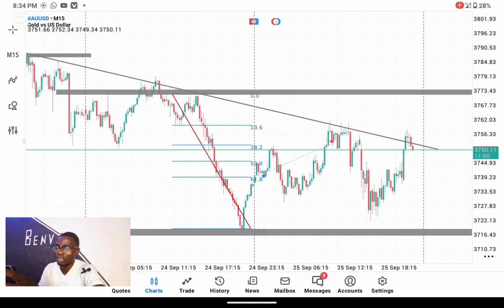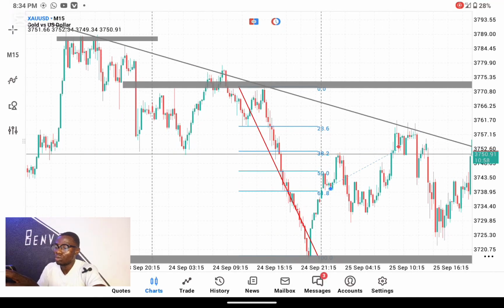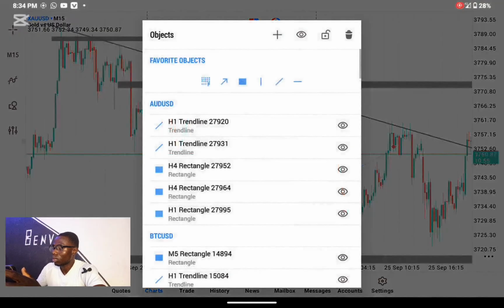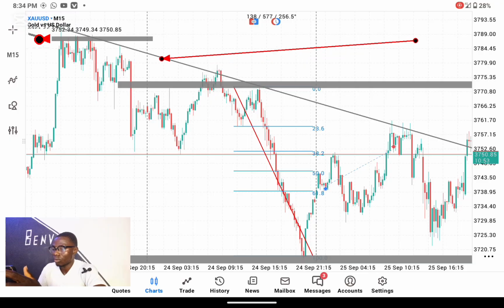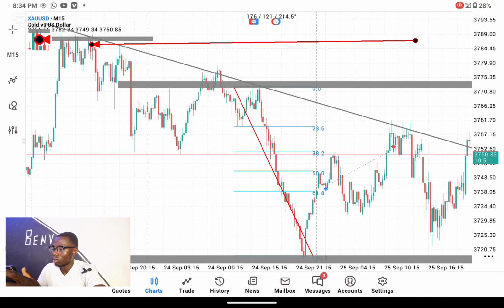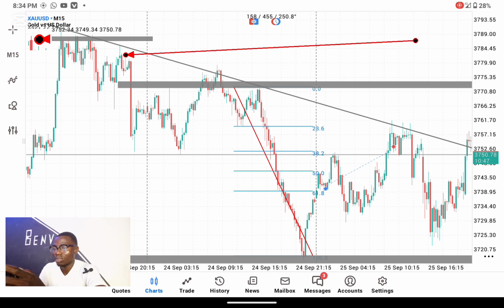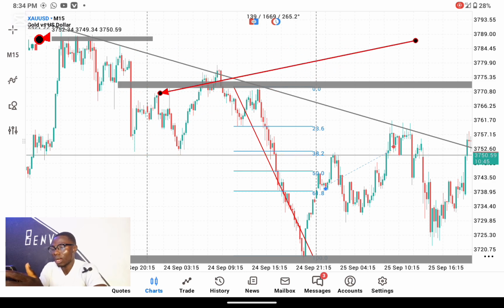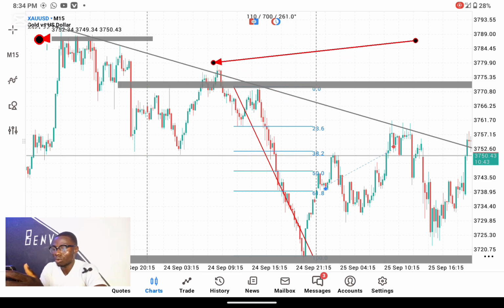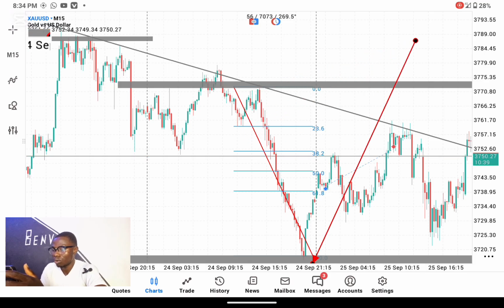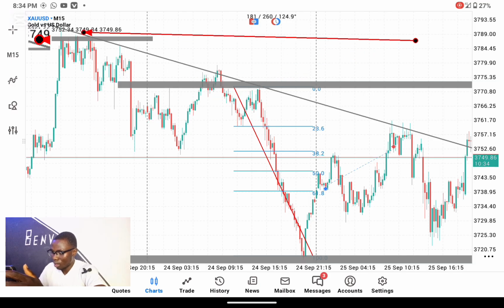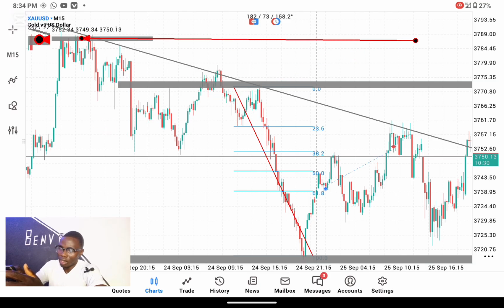Remember, starting from this place, this is our first higher high, higher low, higher high, higher low, higher high, higher low, higher high, higher low, higher high, higher low. You get? Sorry, higher high. This is our first high, right? This is the overall high.